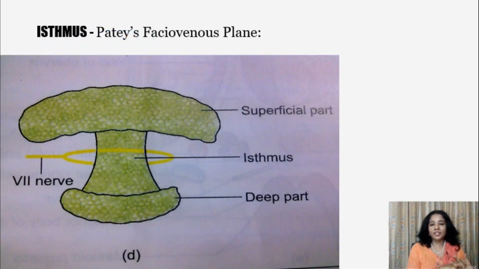Let's see a few clinical aspects of the parotid gland. So here is the superior view of the parotid. As we know, the facial nerve passes through the parotid gland. It divides the gland into a large superficial and a small deeper part, and the junction in between, where the nerve is passing through, forms the isthmus of the gland. So this plane, this fasciovenous plane, is called Patey's fasciovenous plane, or the isthmus, where the facial nerve is located.